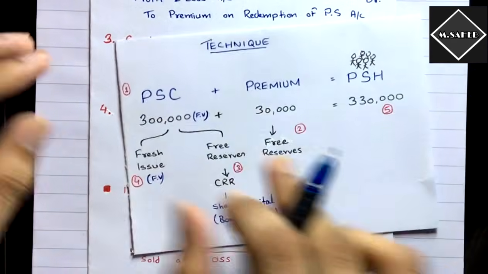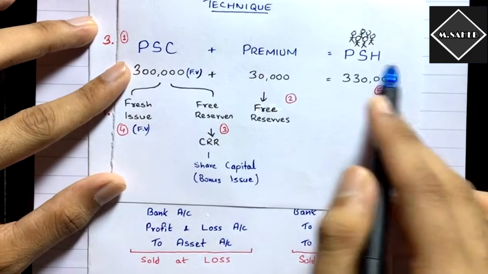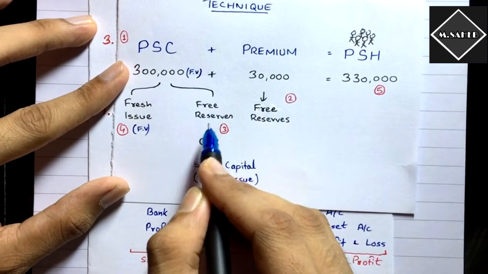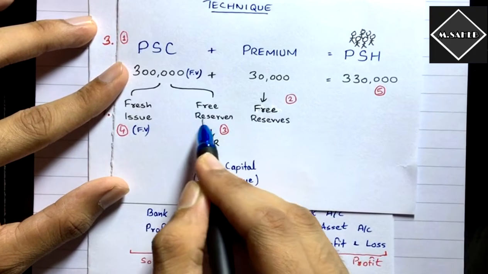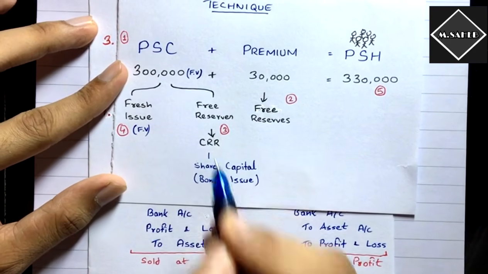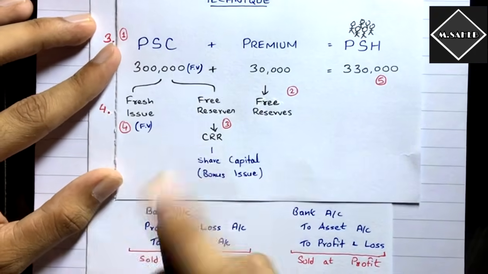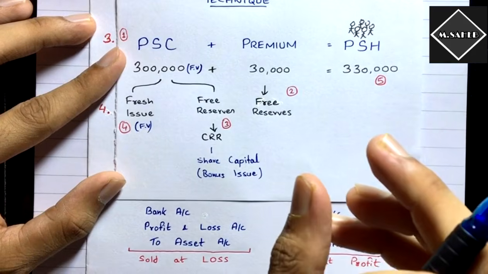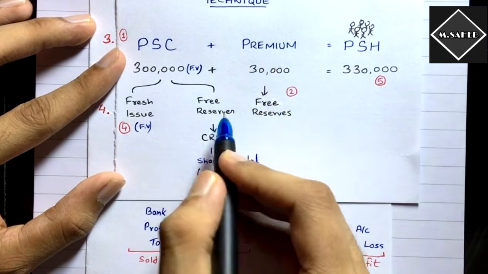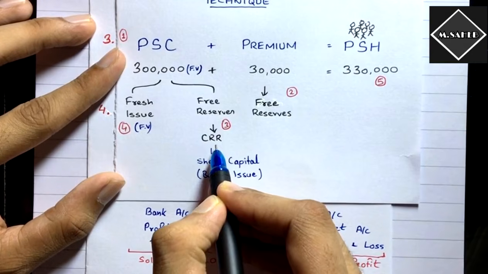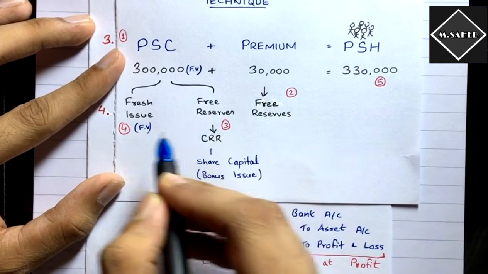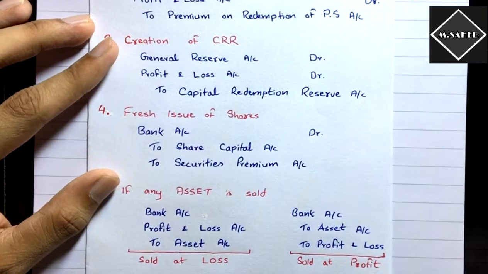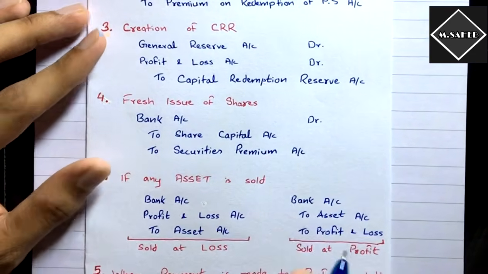That is the third entry. The first entry is the due entry. The second entry is making the money for the premium. The third entry is the CRR entry, transferring the free reserve profits to CRR, creation of CRR. And then the fourth entry is the balance, whatever is remaining. The maximum replacement should come from free reserves by creation of CRR, and the minimum replacement should come out of fresh issue. So the fresh issue is, see here, simple, the share capital entry.